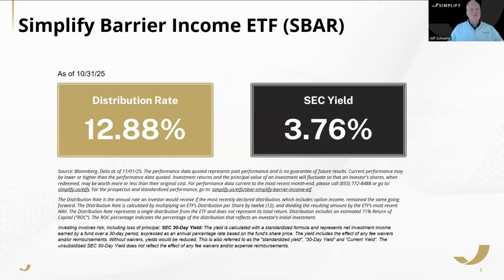As of the end of October 2025, the distribution rate for SBAR was 12.88%. That comes from two sources, the treasuries that we hold in the portfolio, as well as selling barrier options to investors. That creates this income feature of the distribution rate. The SEC yield is 3.76. That will normalize as the Fed continues to cut rates. They cut in September as well as in October.